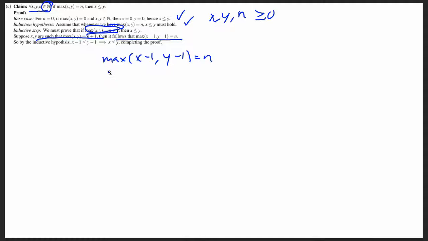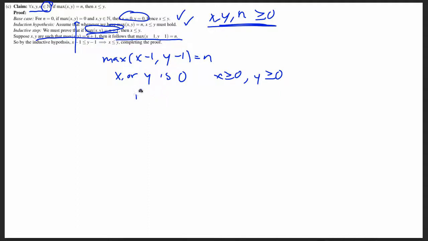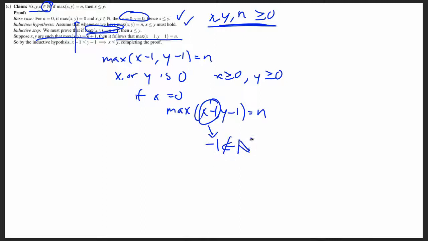Now, suppose either x or y is 0. This can happen because x can be greater than or equal to 0, and y can be greater than or equal to 0. And in fact, it actually happens in the base case over here. So basically what happens is if x is 0, without loss of generality, max of x minus 1, y minus 1 equal to n, this will be a negative number. So this will be -1, which is not in the naturals.